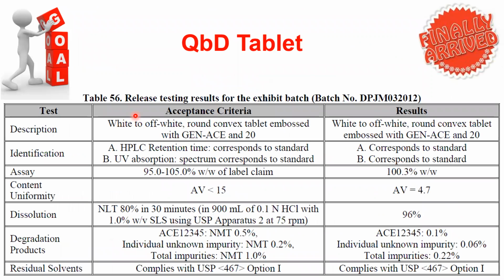Now you can see the final tablet, the exhibit batch, also called the exhibit batch, which they prepared. So what are the results they got? See the description. The accepted criterion is white, round concave tablet. As usual, they got it, because this will never be considered a critical quality attribute. Identification method: HPLC retention corresponds to the standards of the pharmacopoeias.